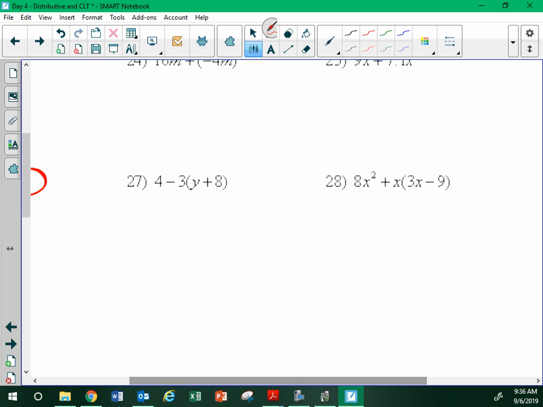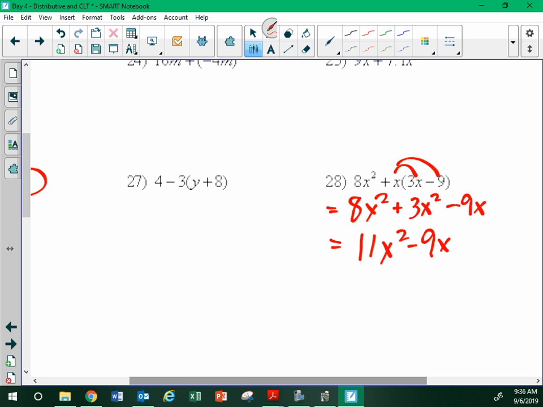Alright. And then last but not least, we have to distribute first. So I have 8x squared plus 3x times x is x squared, minus 9x. And then I can combine 8 and 3, which is 11x squared minus 9x. Again, only the x squareds can go together.